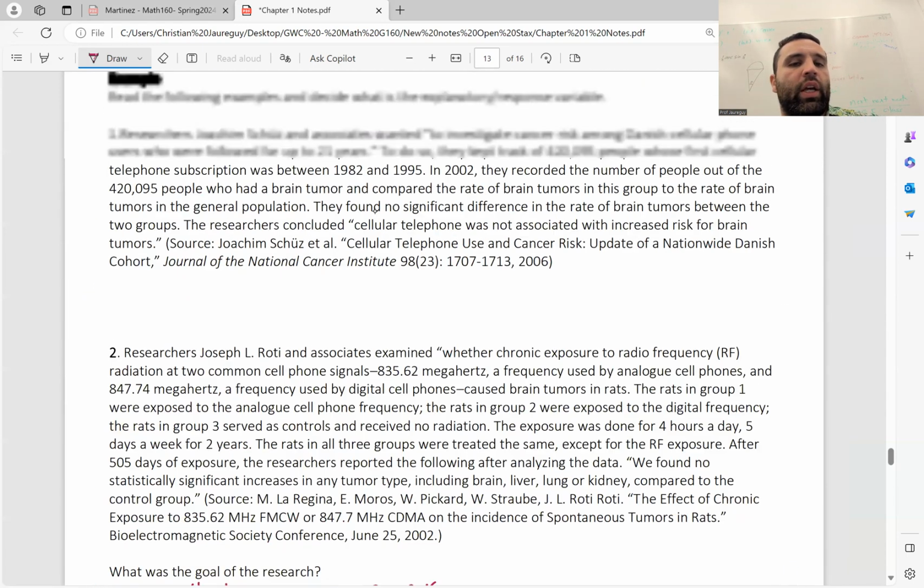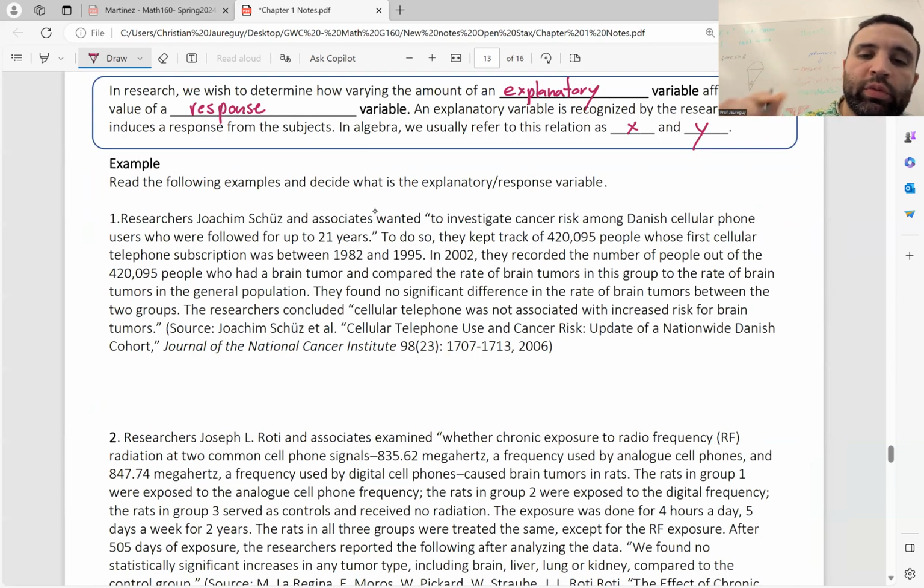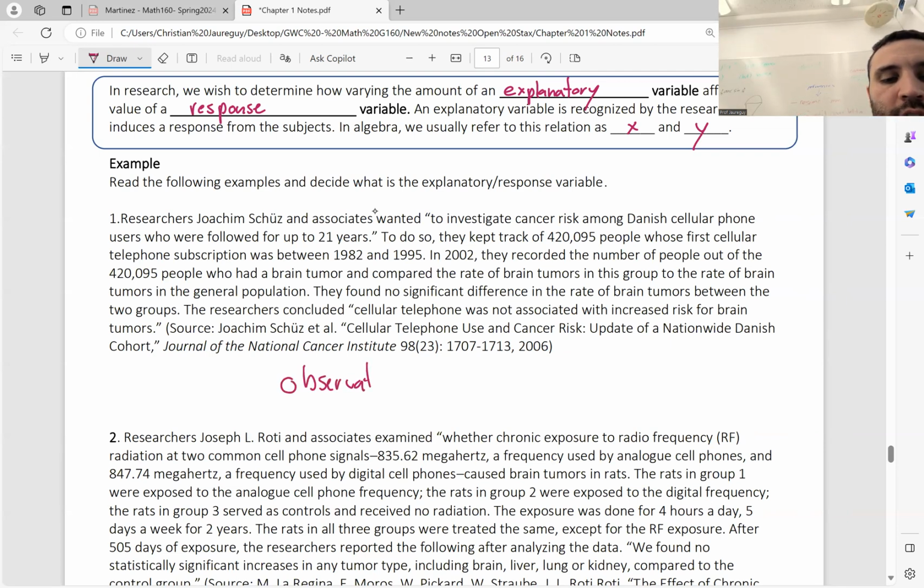So you look at this, and here, these people, this first one with the Danish cell phone users, hopefully we've identified that this is an observational study. Because we did not force them to have cell phones. We did not say, hey, you use a cell phone for 21 years. You're never allowed to touch a cell phone. Let's see how you're doing cancer-wise. No, they were already either using it or not using it in the past. And then we just asked them some questions or looked at some medical records and see how they were doing.